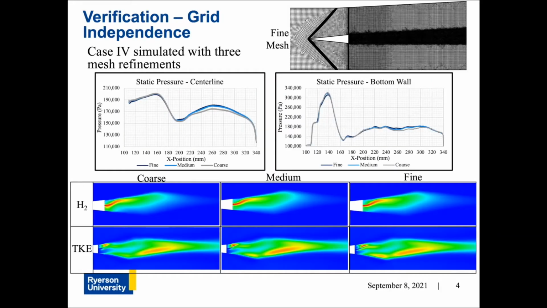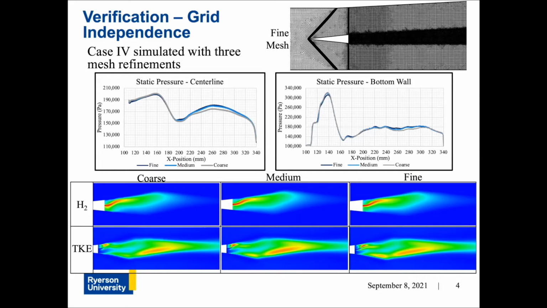Prior to analyzing results, it must be ensured that the mesh quality is not influencing the results, i.e. if the mesh is too coarse, therefore not providing enough precision. 3 mesh refinements were tested: a coarse mesh with over 126,000 nodes, a medium mesh with 166,000 nodes, a fine mesh with 240,000 nodes. The grid independence is evaluated by static pressure distribution along the combustor centerline and bottom wall, as well as the hydrogen mass fraction and turbulent kinetic energy contours.